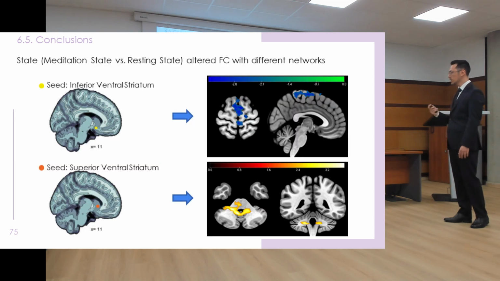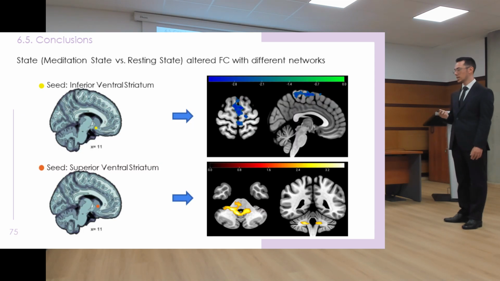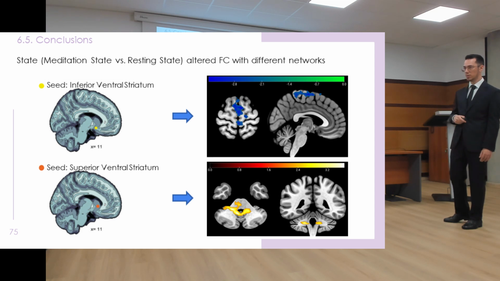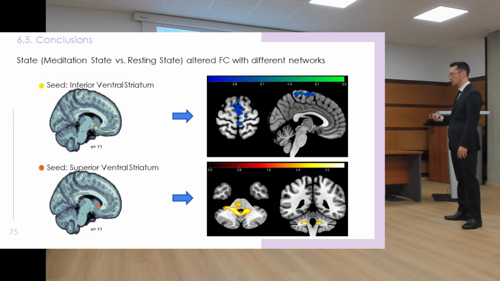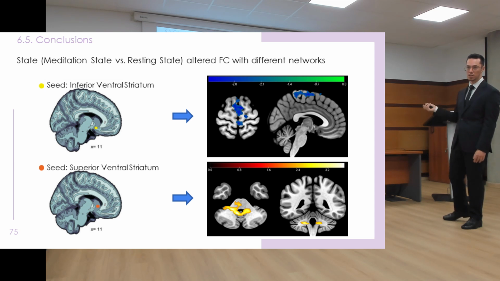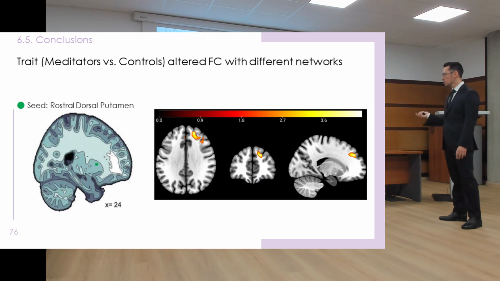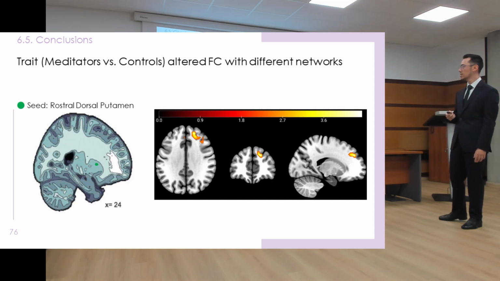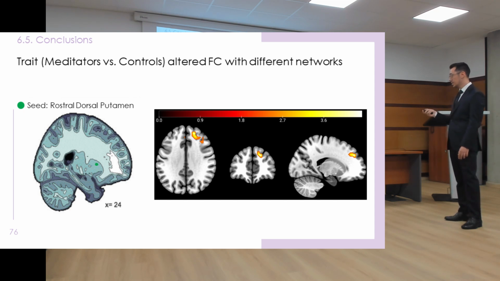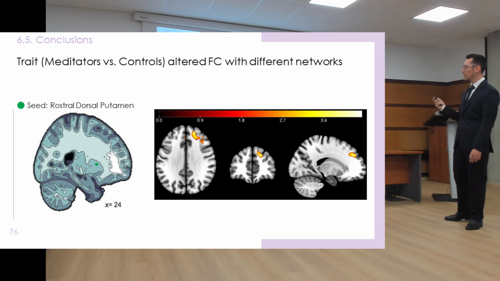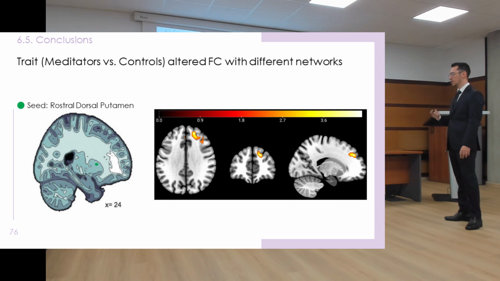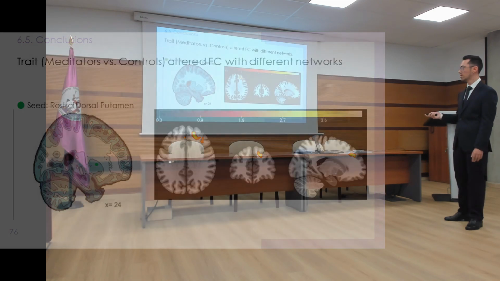In conclusion, the effects of striatal connectivity can be seen both during the meditation state. We observe functional connectivity alterations related to different brain networks like the central executive network, salience network, and default mode network. And we can also observe trait effects of this striatal functional connectivity with networks like the central executive network. And furthermore, as I just explained, some of these results correlated with tasks of interference control.